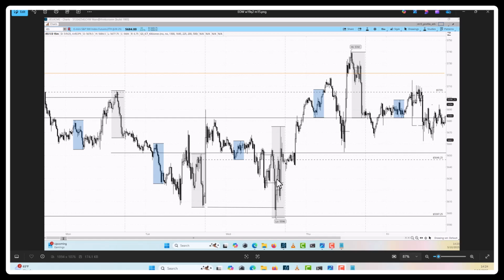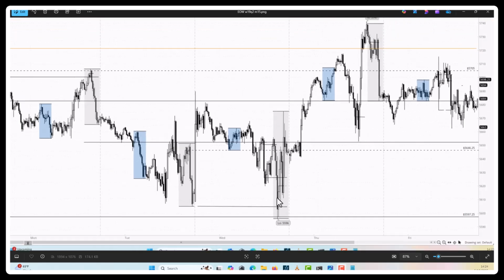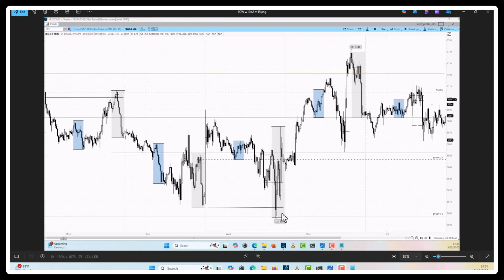So basically the low of the week took place in the midweek right there, exactly at Wednesday. You cannot ask for a better setup right there when it's right on the FOMC meeting. It made the low of the week and then it reversed.